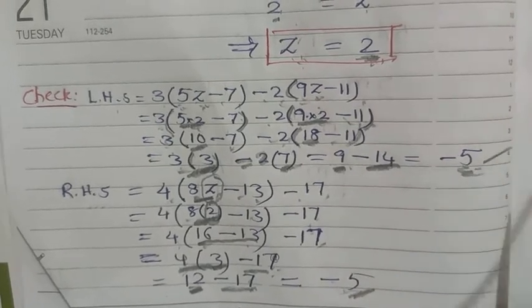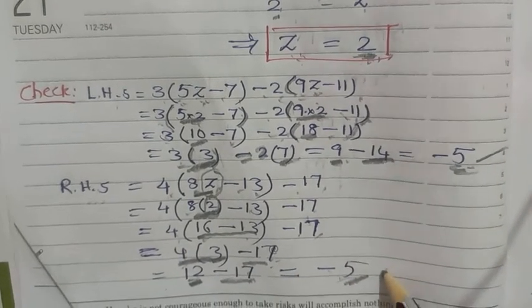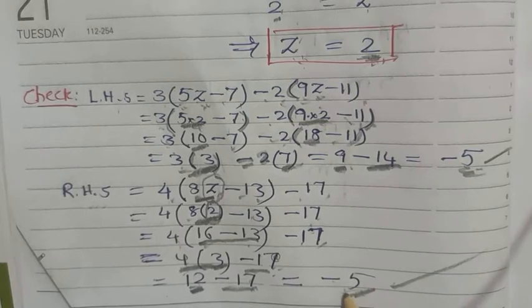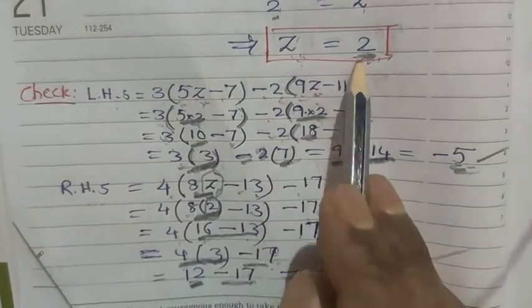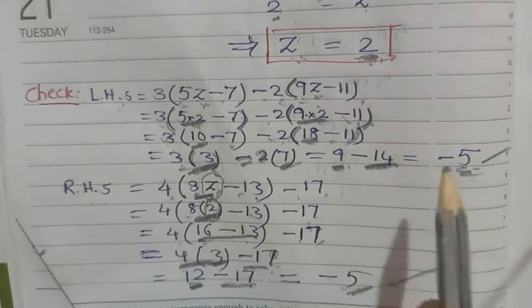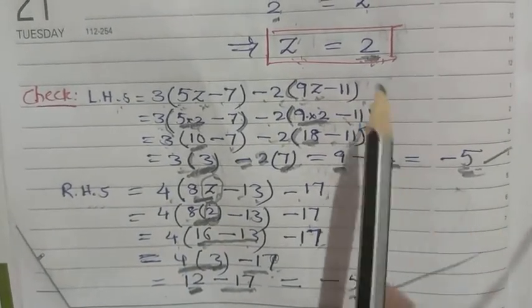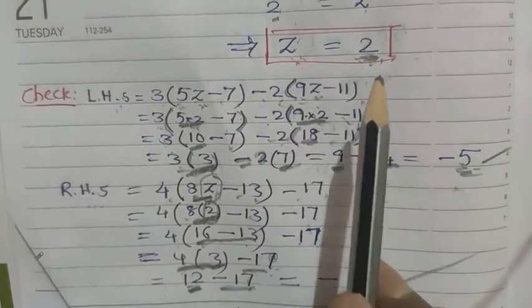Both the answers: in the LHS you got minus 5, and in the RHS also you got minus 5. When you substitute 2 instead of z, you got both LHS as well as RHS. The LHS value and RHS value are both equal. Hence we can say that the z value of 2 is correct.